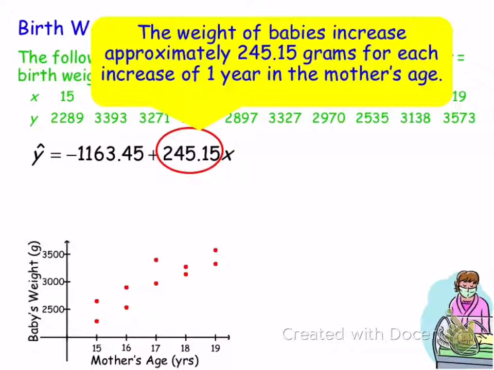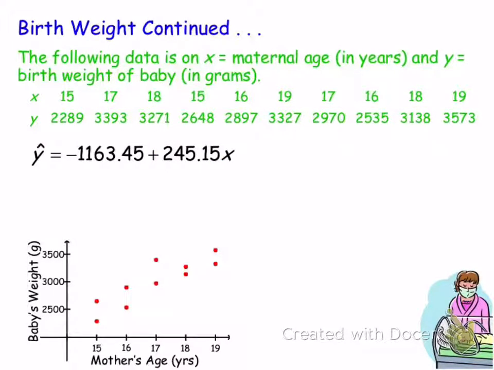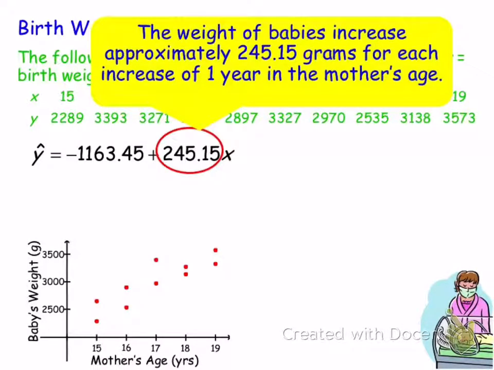So if I were to interpret the slope, with every increase of one x value, what is my x in units? My x is years. So for every increase in 1 year, I'm increasing 245.15 grams. That would be interpreting the slope. This would be what I would expect if I said interpret the slope. So every time you increase 1 year, the baby is increasing 245.15 grams.